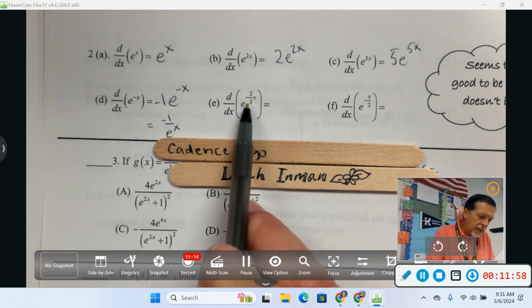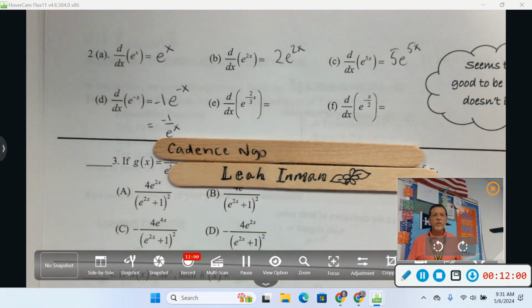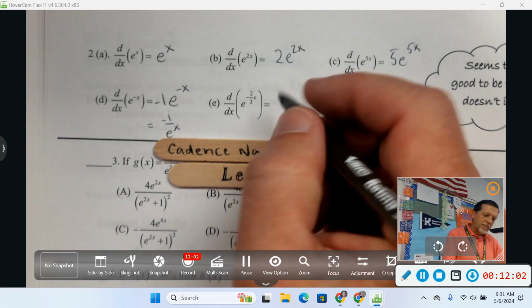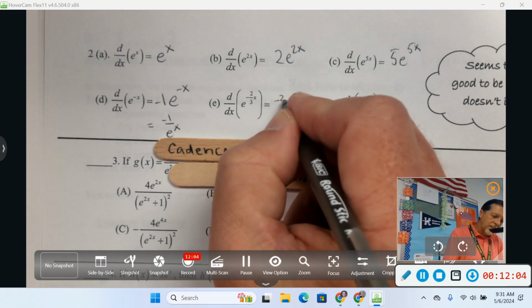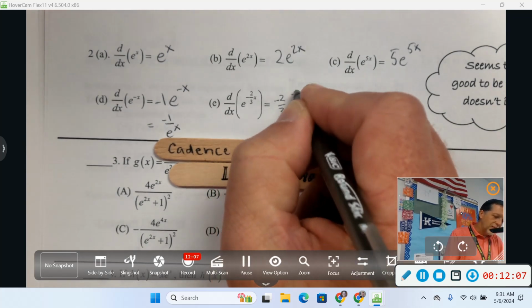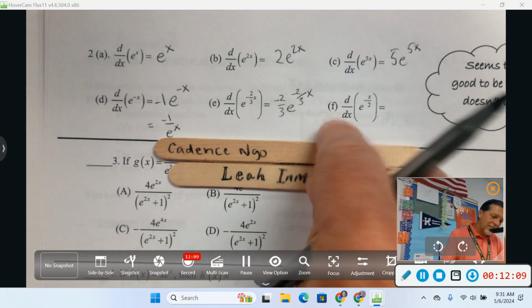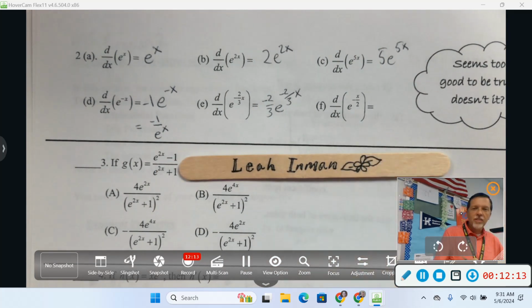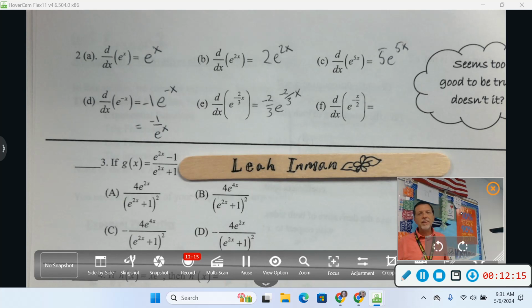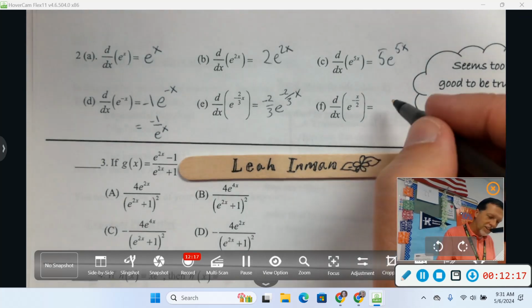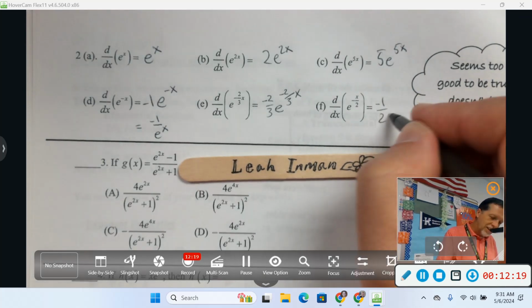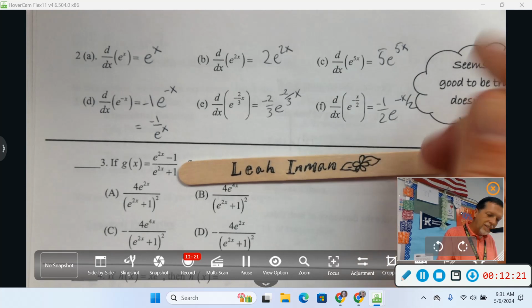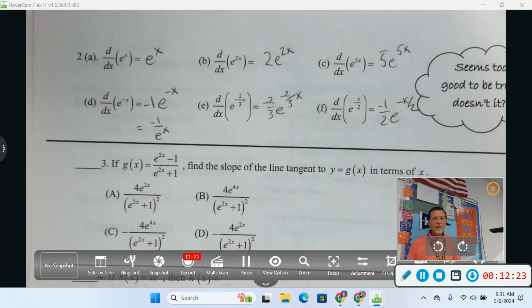Cadence, that's a negative 2/3 x there. So what's the derivative of e to the negative 2/3 x? Negative 2/3 times e to the negative 2/3 x. Yes. Leah, I think that's a negative x over 2. So what's the derivative of e to the negative x over 2? Negative 1/2 e to the negative 1/2 x. Yes. So it's good job, Macy.